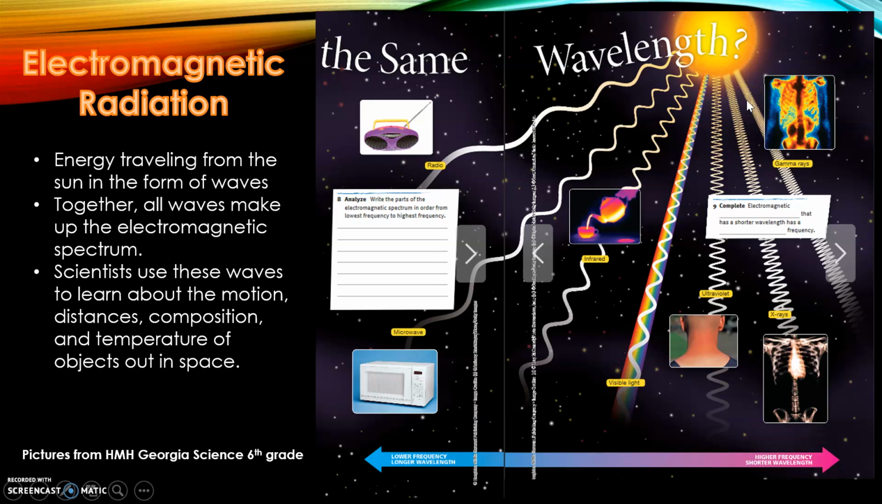So electromagnetic radiation is energy traveling from the sun in the form of a wavelength. So all of these are waves. Together, all these waves make up what's known as the electromagnetic spectrum. So all of these things together are the electromagnetic spectrum. And scientists use these waves to learn about motion, distance, composition, and temperature of objects out in space. So basically, they have different frequencies going from high to low frequency.